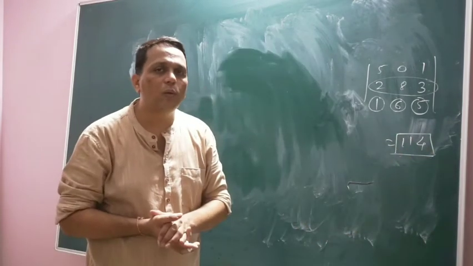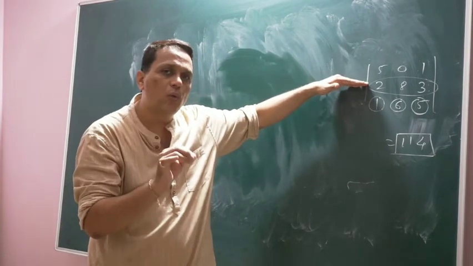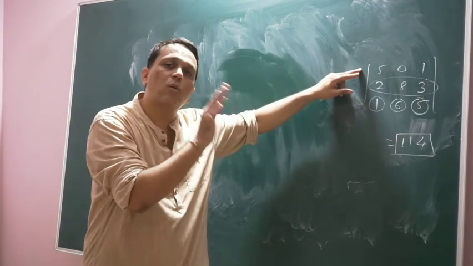So what we are going to do is, we are going to multiply the second row by 2 and we are going to add it to the first row. So the first row is going to change.